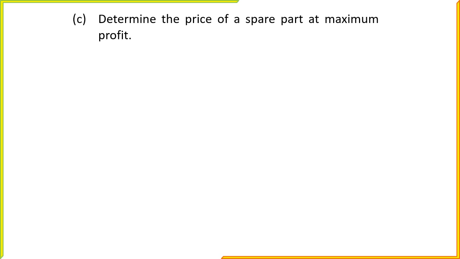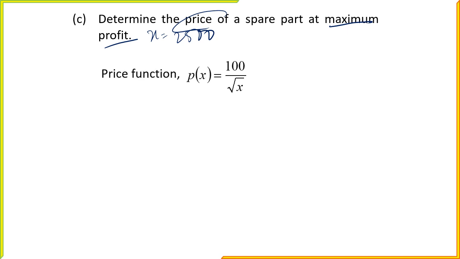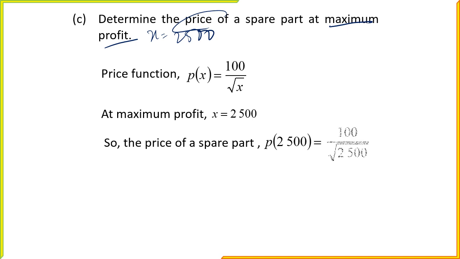For question C, determine the price of a spare part at maximum profit. We know at maximum profit, we are selling x equal to 2500 units. So what price do we need to set to get the maximum profit? We just substitute x equal to 2500 into the price demand function. The price function is equal to 100 over square root of x. So 100 over square root of 2500, which is equal to 100 divided by 50, which is equal to 2.